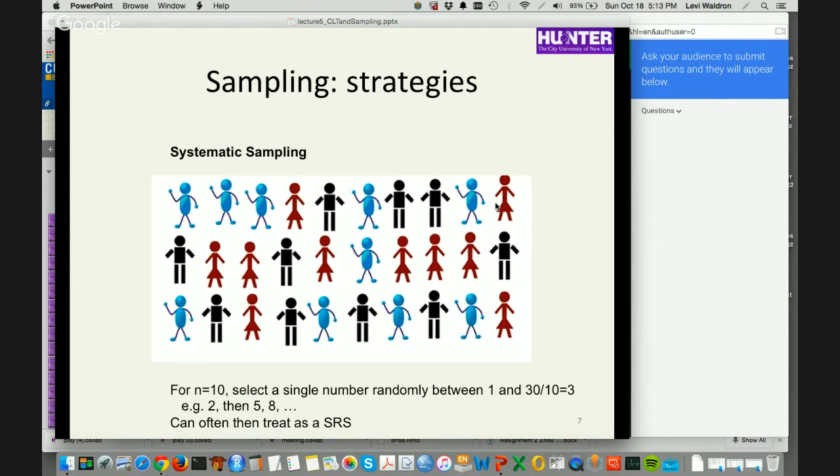So under this strategy, every individual in our study population has an equal probability of being selected. Now, systematic sampling would be where, so we have 30 individuals here, we would select one random number instead of 10 random numbers, and then we would systematically select the rest. So if we chose our first random number randomly and it was 2, then we would just go by 3s, 5, 8, etc. And then we would treat this as a simple random sample.